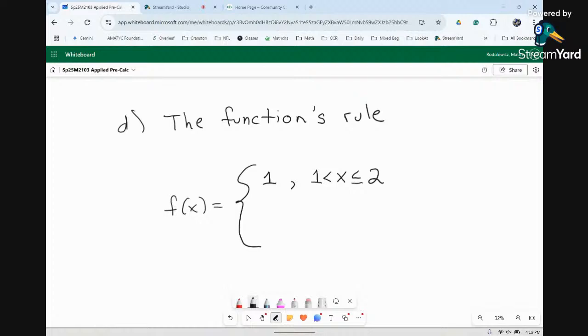I'm going to ask you to do the next two parts. They're almost the same as this, so pay attention. This is the y coordinate rule for these x values. I'll just say inputs, but it could be x values.